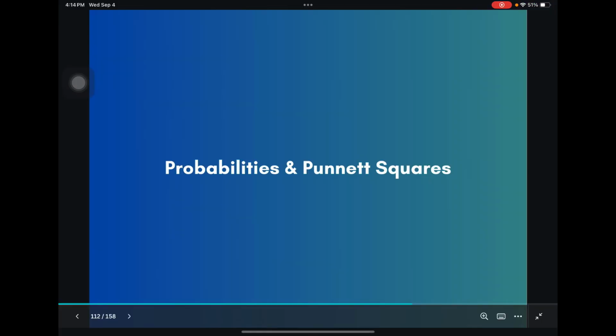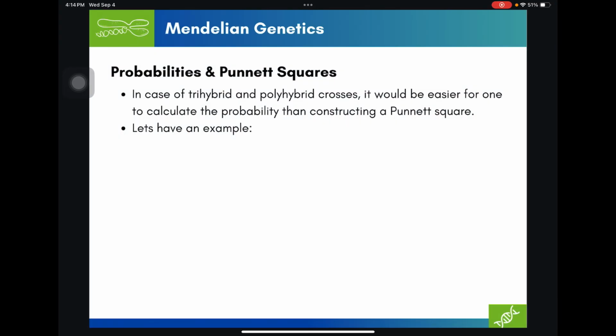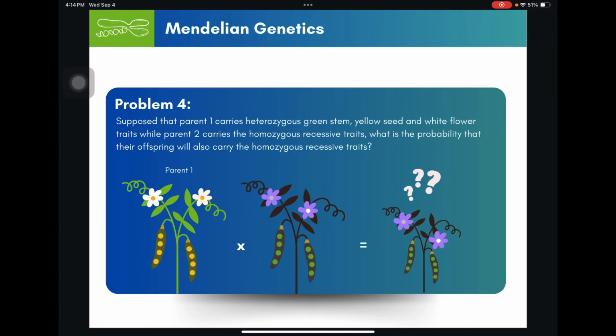Okay. I have another example here. This one is not really that difficult. The question is, suppose that parent 1 carries heterozygous green stem, yellow seed, and white flower traits. So this is a trihybrid cross. While parent 2 carries the homozygous recessive traits. What is the probability that the offspring will also contain the homozygous recessive traits?